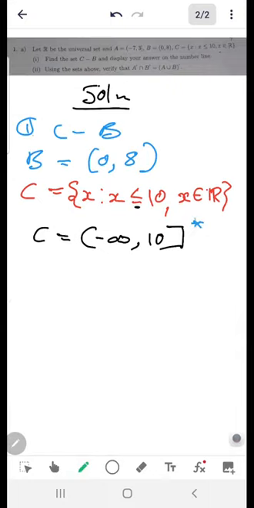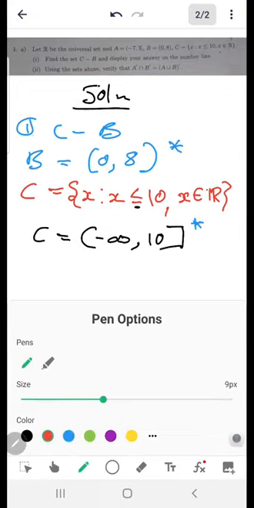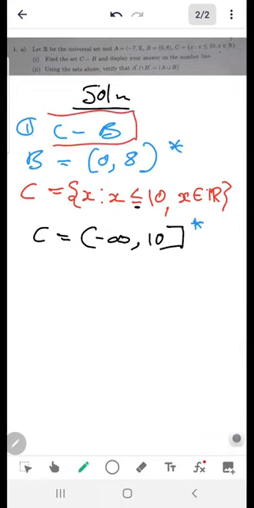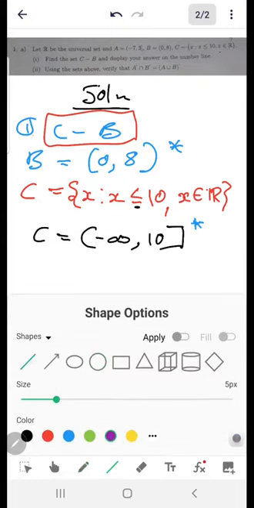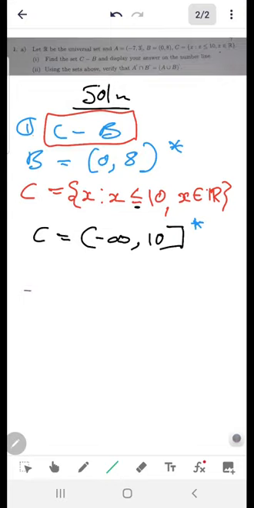Because we have interpreted C in that form and we now have B, and the question is saying find C minus B. Okay, and the question is also saying display your answer on a number line. So here's how you're supposed to do it, ladies and gentlemen. It's very easy. So you're going to draw your number line like that. You draw your number line, as simple as that. You don't even need to stress.